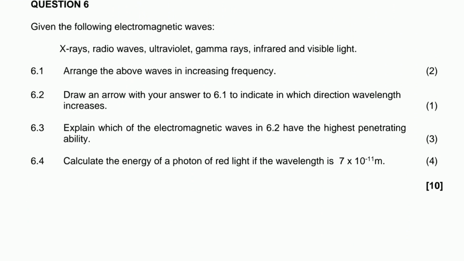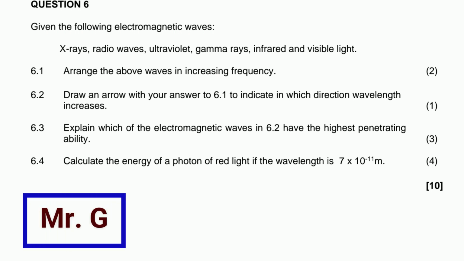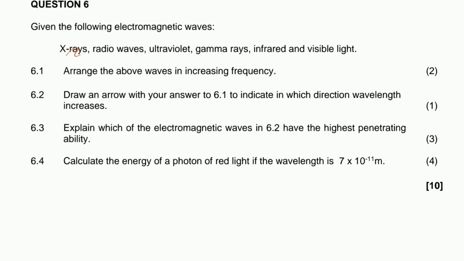Given the following electromagnetic waves: X-ray, radio wave, ultraviolet, gamma ray, infrared, and visible. Arrange the above waves in increasing frequency. So we have to do it from the smallest frequency to the highest one. From all those, the first one is radio wave. That is the first one you have to add in the list. It has the lowest frequency.